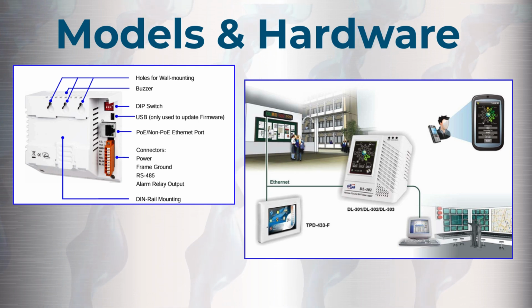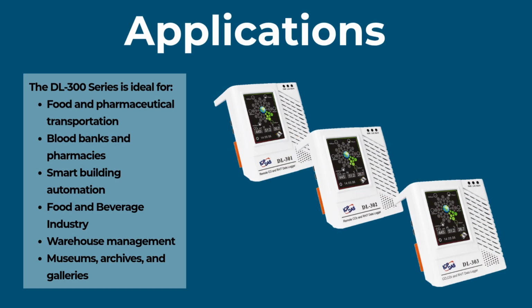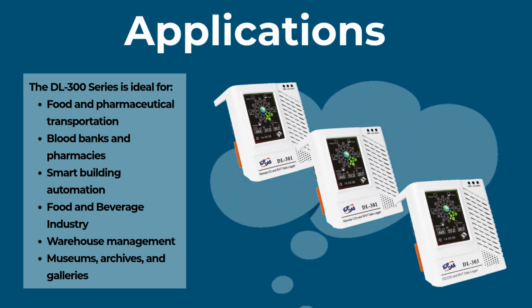Accessories include industrial Ethernet switches like the NS-205 and PoE models like NS-205 PSC, plus DIN rail power supplies and USB to RS-485 converters. The DL-300 series is ideal for food and pharmaceutical transportation, blood banks and pharmacies, smart building automation, food and beverage industry, warehouse management, museums, archives, and galleries. Anywhere air quality data matters, the DL-300 delivers reliable insight.